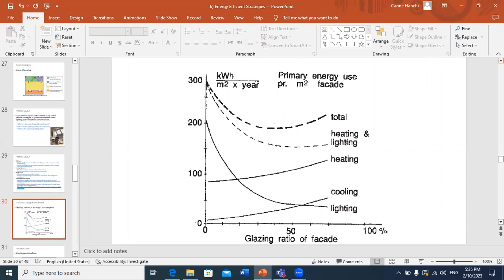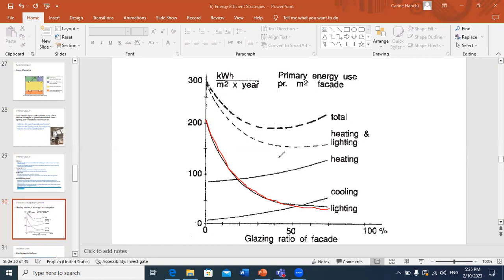So for example, let us talk about lighting. Of course, whenever you increase the glazing facade area, the energy consumption for lighting will be reduced a lot because you can use during the day just light from the sun. In this way you can reduce a lot the lighting consumption, and this is one of the big advantages of increasing the glazing ratio.